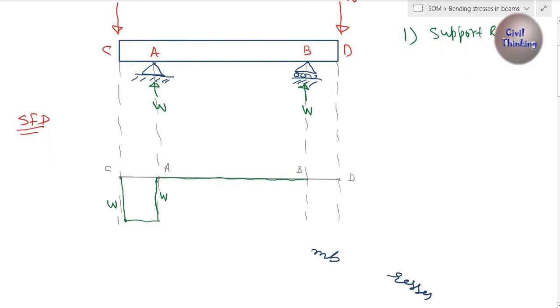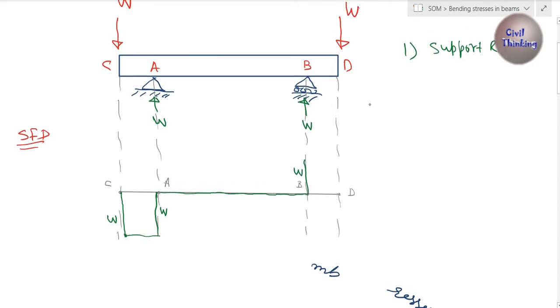From A to B there is zero shear force, so I draw a flat line here. Again there is an upward force of W at B, so I am going in the upward direction of magnitude W. Now from B to D there is no shear force, so I will go flat horizontal here, and at the D point of this beam there is a downward W force, so I'll go downwards, right? So this is the negative part of the shear force diagram and this is the positive shear force in this beam.